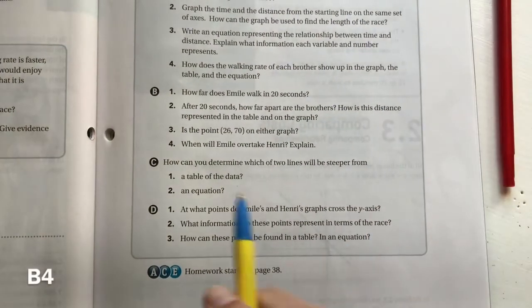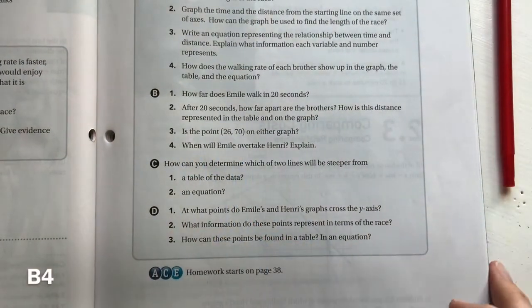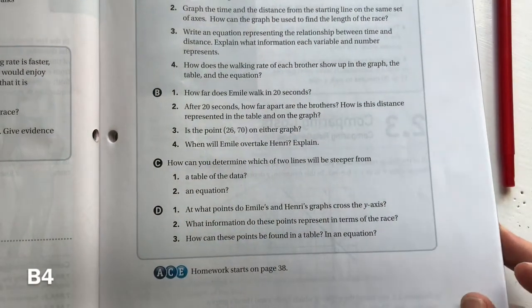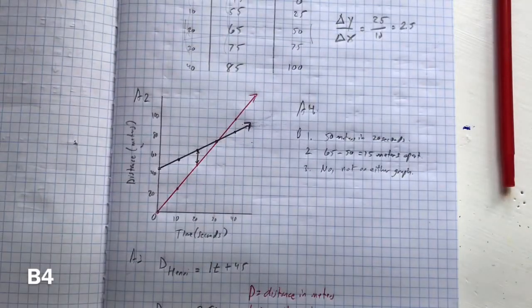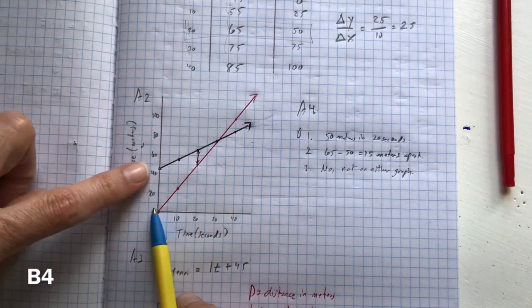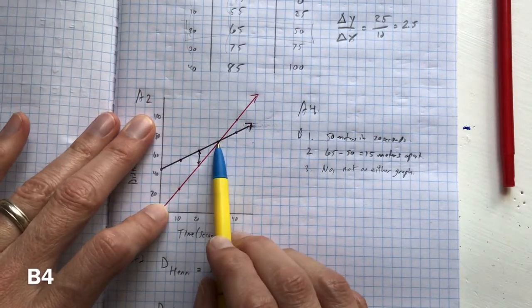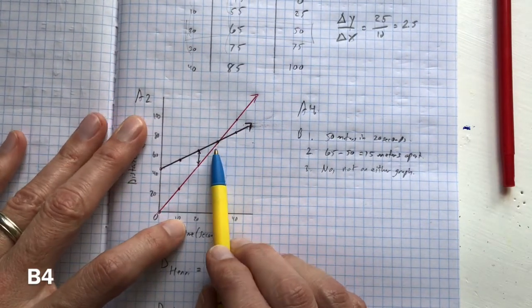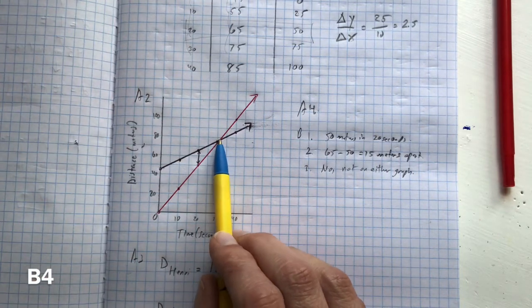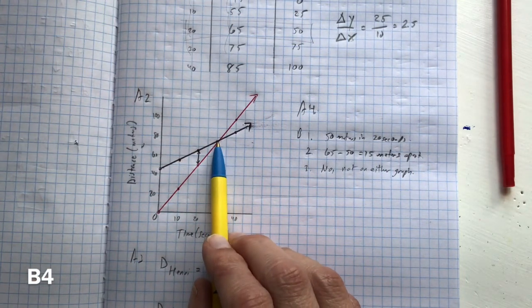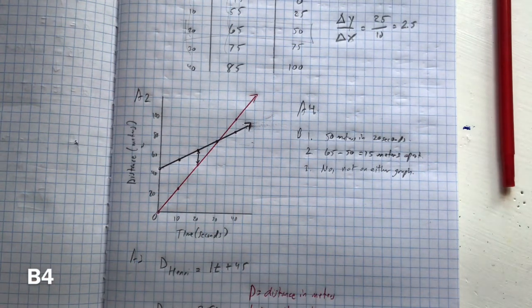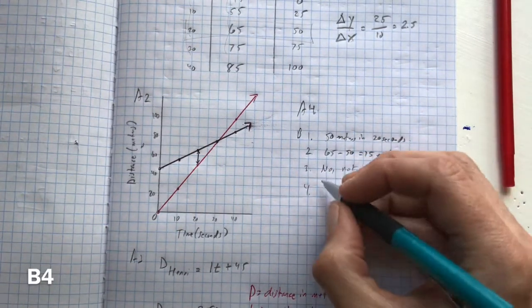And number 4, when will Emile overtake Henri? So you can see right here, there's the walking rates coming in. They cross, like they are tied at 30 seconds right there. They're crossing at 30 seconds. So you can see that any time after 30 seconds, that's when Emile would pass Henri.